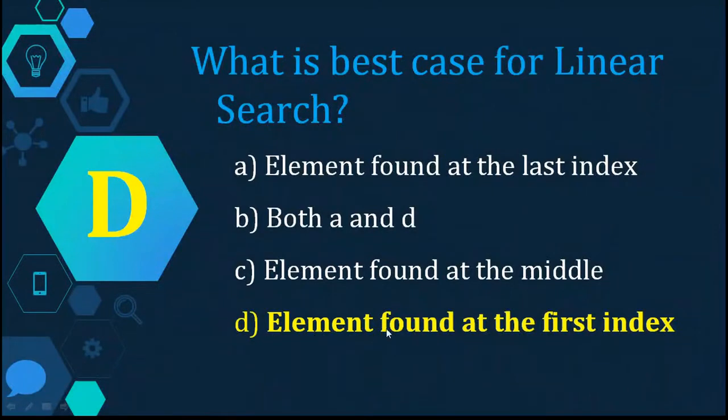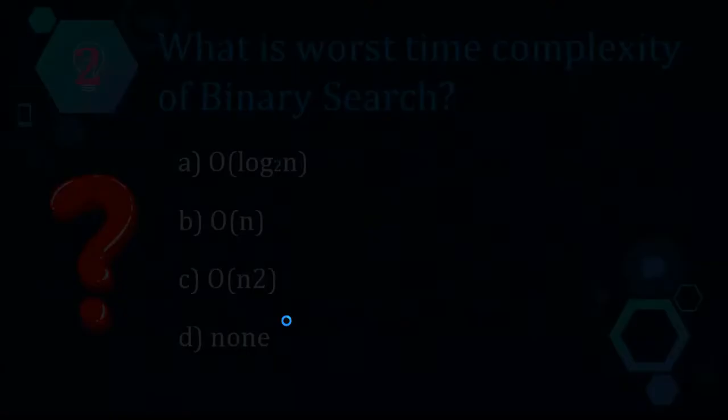So the answer here is element found at the first index. Why? Because we have already seen in the concept of linear search that the best case is when the element is found at the first index. So the moment we start the comparison, the key element is compared first with the first element in the array. So if the element is found at the first index, then that will be the best case, right? What about the element found at the last index? This is going to be the worst case, and this option C, if element found at the middle, is the average case. So that's why D will be your right answer, right?